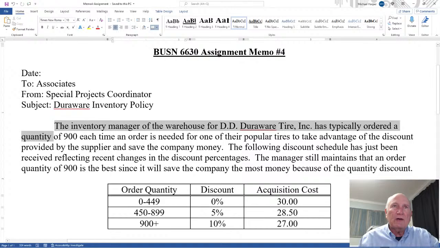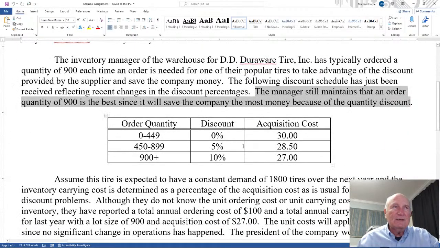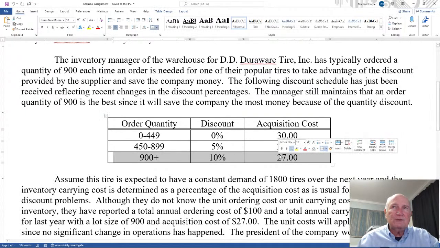has typically ordered a quantity of 900 each time an order is needed for one of their popular tires to take advantage of the discount provided by the supplier and save the company money. The following discount schedule has just been received, reflecting recent changes in the discount percentages. The manager still maintains that an order quantity of 900 is best, since it will save the company the most money because of the quantity discount. We can see here with a 900, a 10% discount, the acquisition cost or the item cost is $27 instead of $30.